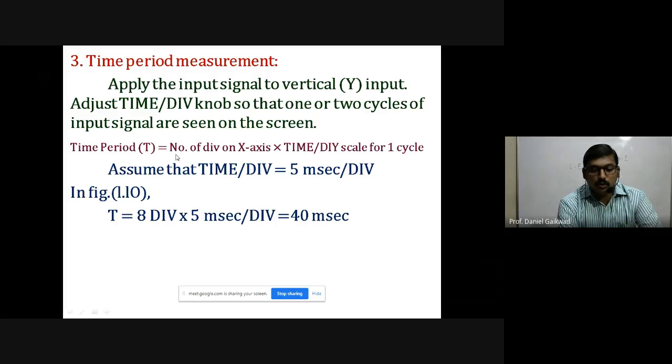Time period capital T is equal to the number of divisions on the x-axis into the time per division scale for one cycle. Now check carefully: how many divisions on the x-axis in one cycle, and the knob we have set. The knob is time per division. The knob is set for one cycle. So assume that time per division is equal to 5 millisecond per division. Suppose we set the time per division as 5 millisecond per division.